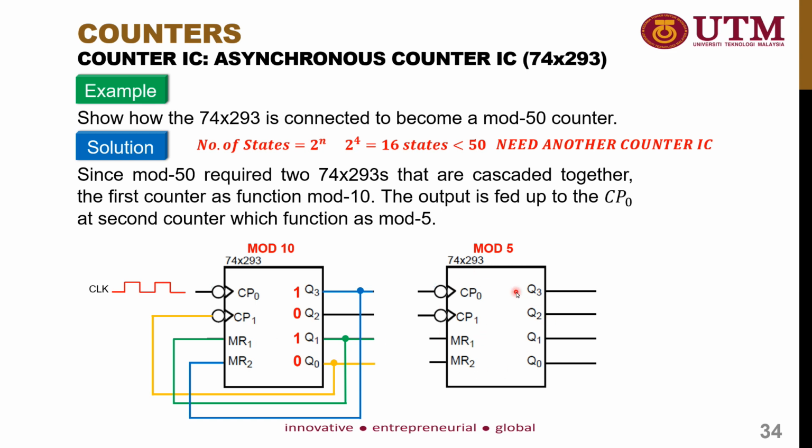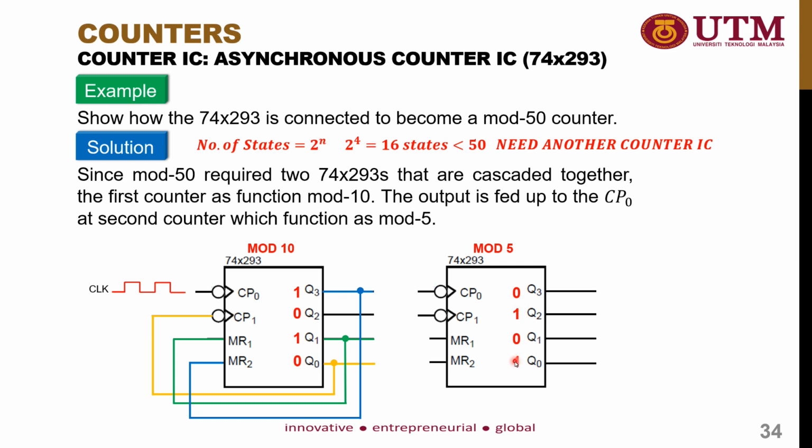So what about mode 5? For the mode 5 counter, first add the count of 0, 1, 0, 1, which is the number 5. Because the mode 5 counter has 5 states, it needs to count from 0, 1, 2, 3, and 4. So at number 5, which equals 0, 1, 0, 1, the counter will reset.